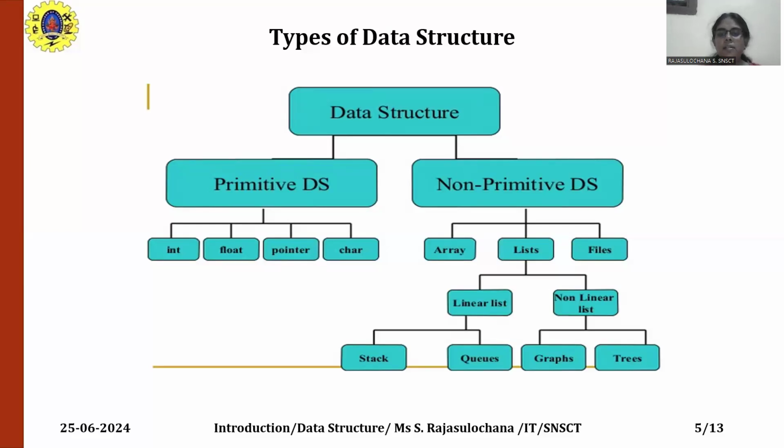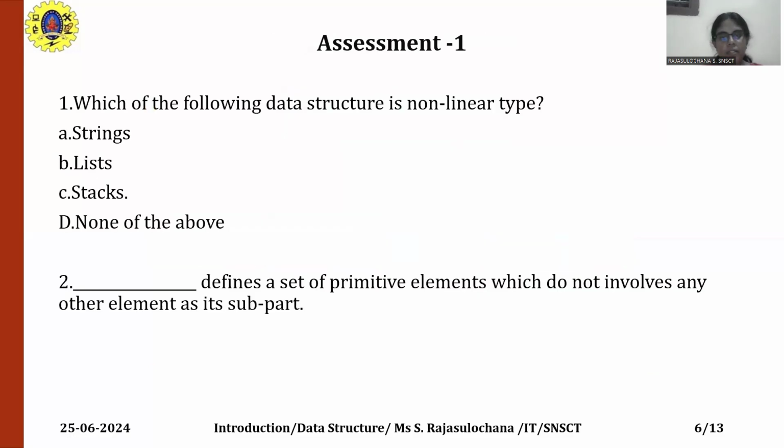So if you take this list, it is classified into two types. One is linear list and the other one is non-linear list. Under linear list, we have two different data structures: one is stack and the other one is queue. And under non-linear list, we have graph and trees. We will discuss all these types in detail in the forthcoming lecture videos.